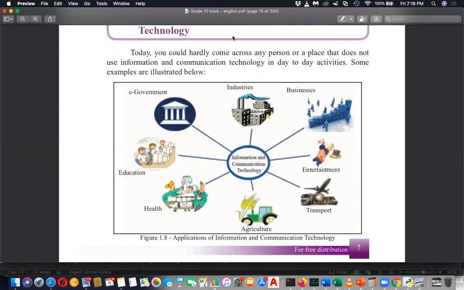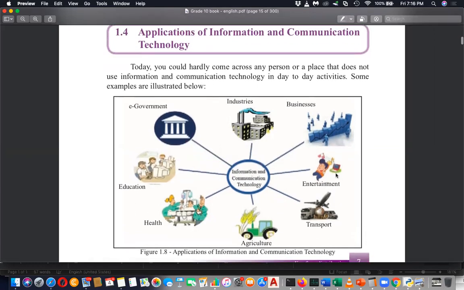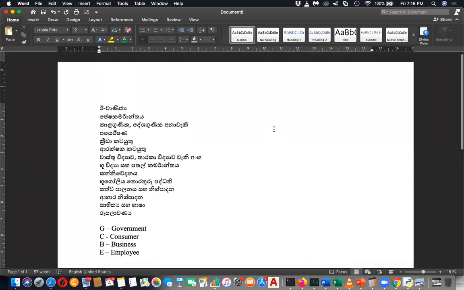So let's write down this. So what are the other industries? These are there in the book, so I'm not going to give the same thing. You can just refer to the book for those things. But let me mention the other areas where ICT is used. So you can write down these.